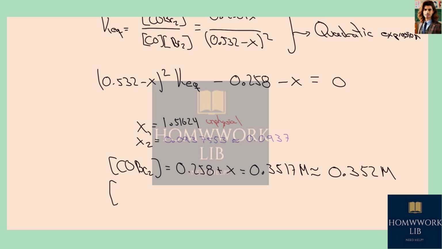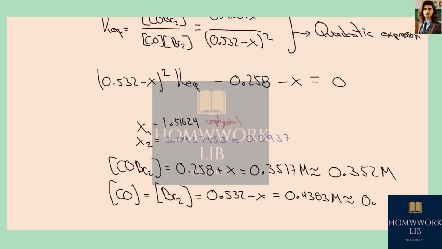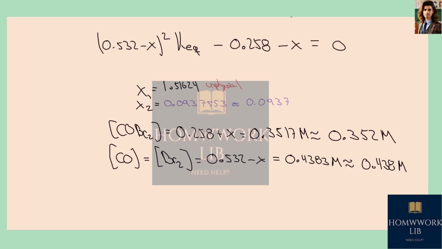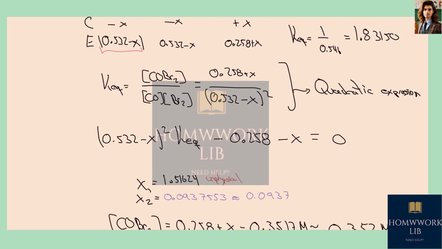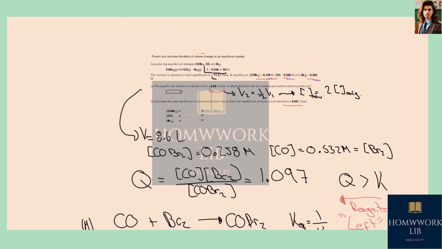And for the concentration of carbon monoxide, which is going to be equal to the concentration of Br2, this was equal to 0.532 minus X, which is 0.4383 molar, which is going to round up as 0.438 molar concentration. Here I'm rounding to three significant digits because those are the ones available on all of the quantities provided in the problem. If you want, you can take all of the significant digits through your calculations in the case that that is required of you for this course.